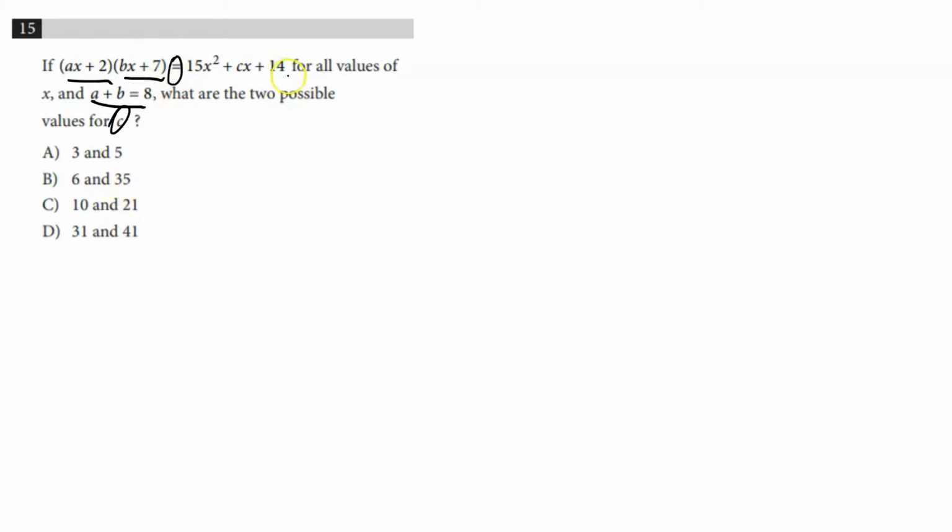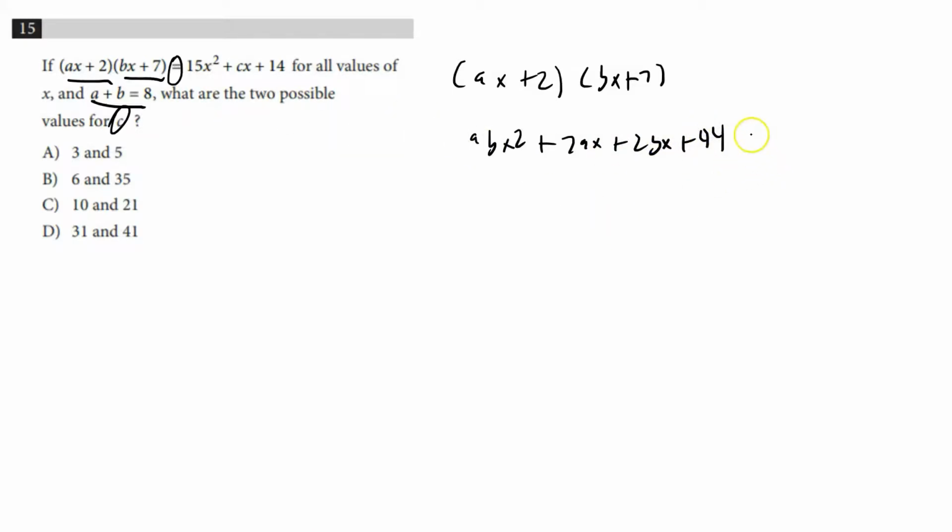Okay, well, if we're trying to do that, we want them to be in the same form, right? So I'm just going to multiply this left side out. Just expand. So ax times bx is abx squared plus 7ax plus 2bx plus 14. And that still equals 15x squared plus cx plus 14.